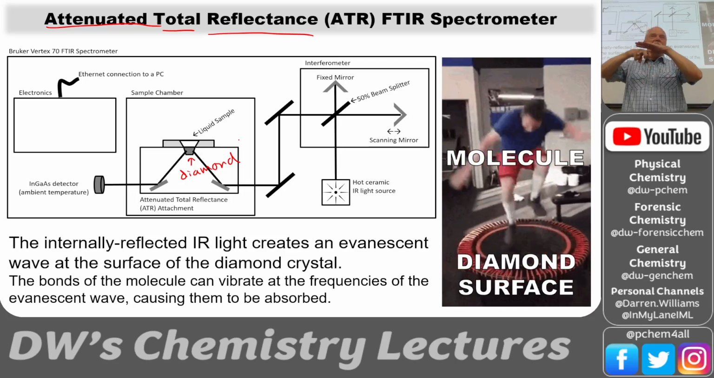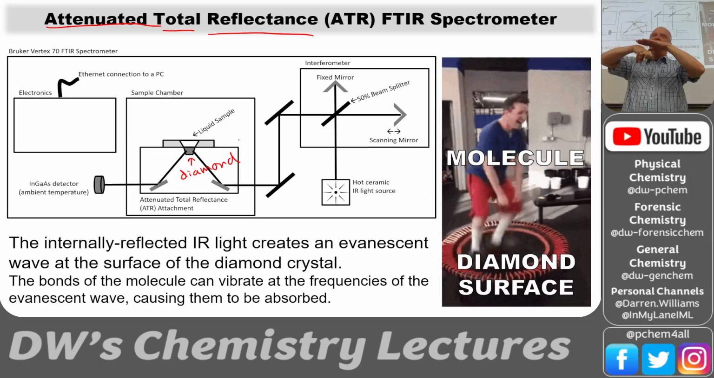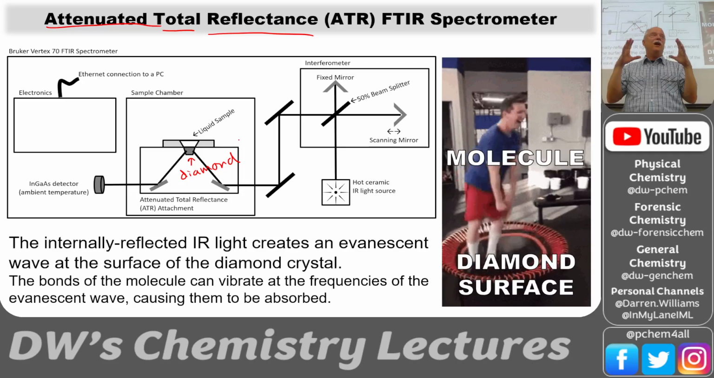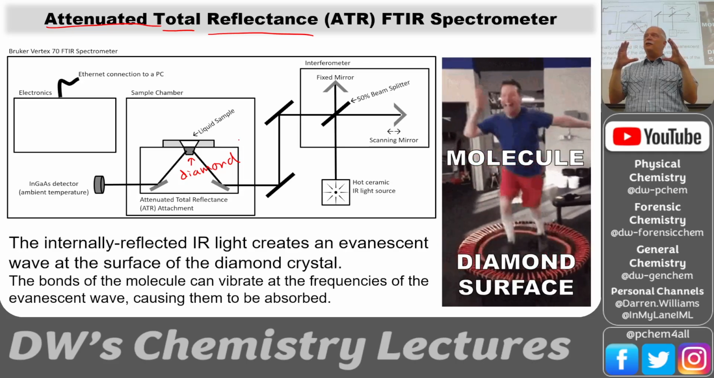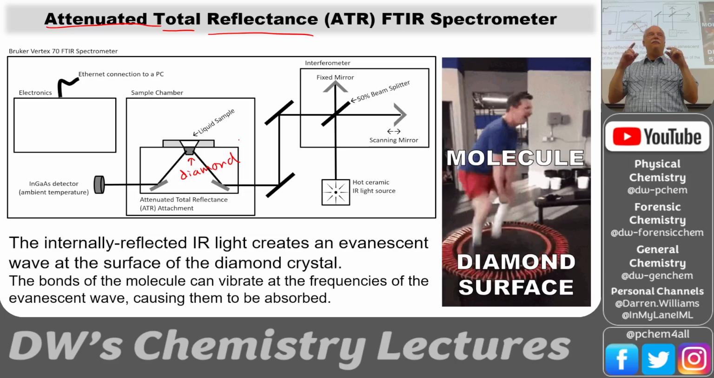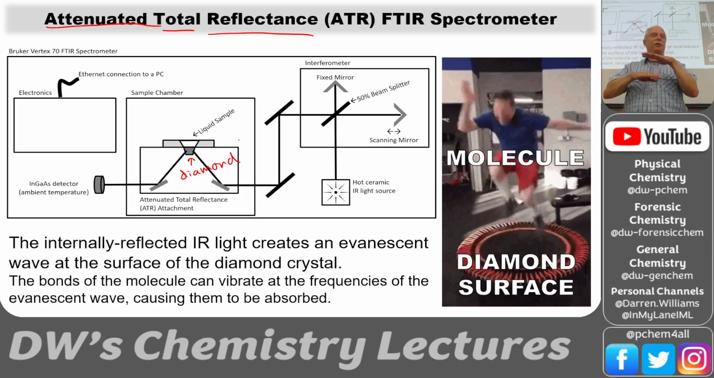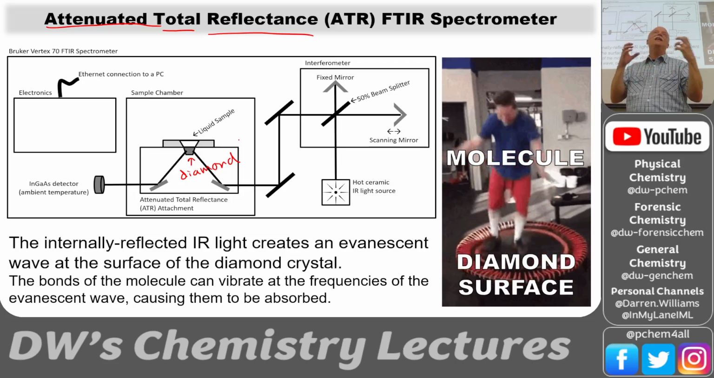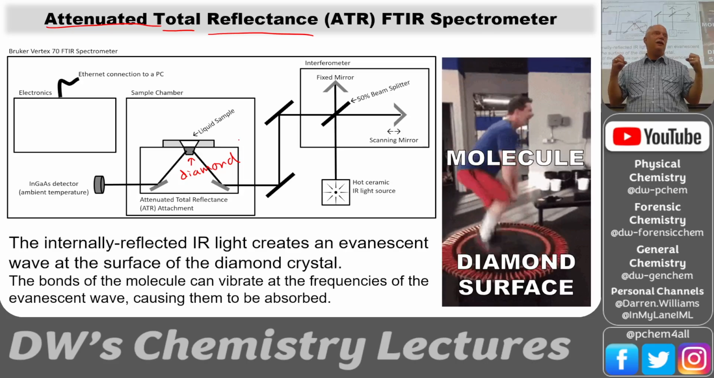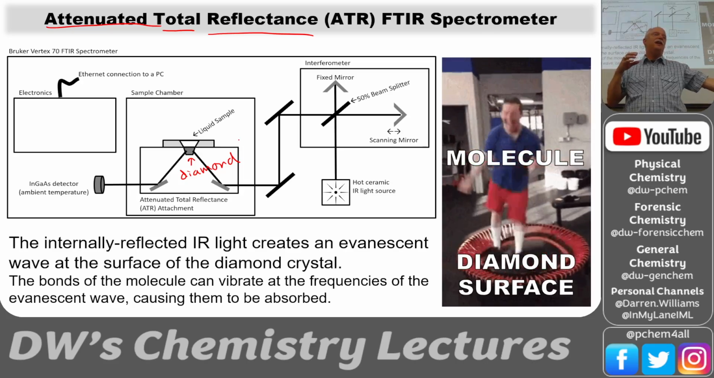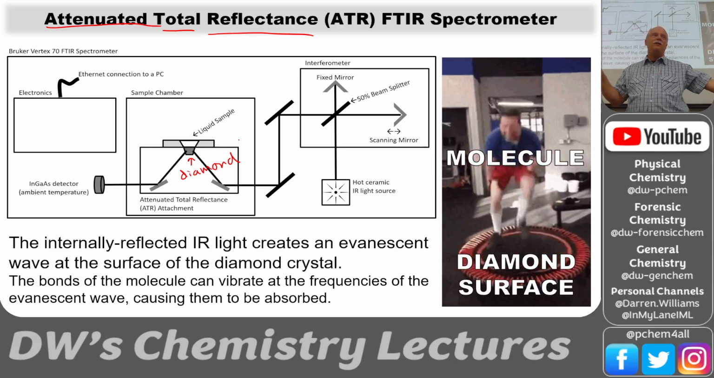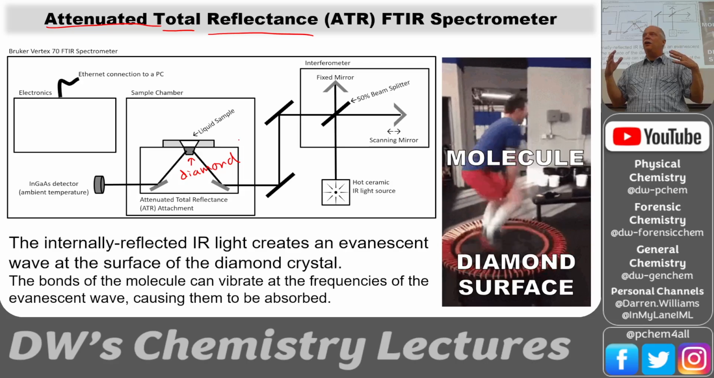Okay, so his legs, it's hitting the vibrational frequency of his legs. His body's not really vibrating at that frequency. You see how his body's staying kind of at the same elevation. But it is that frequency of the trampoline has been absorbed by his legs. And that's the attenuated part. It's attenuating that frequency. So when it hits the detector, that frequency is missing. So that's what's going on with the ATR.